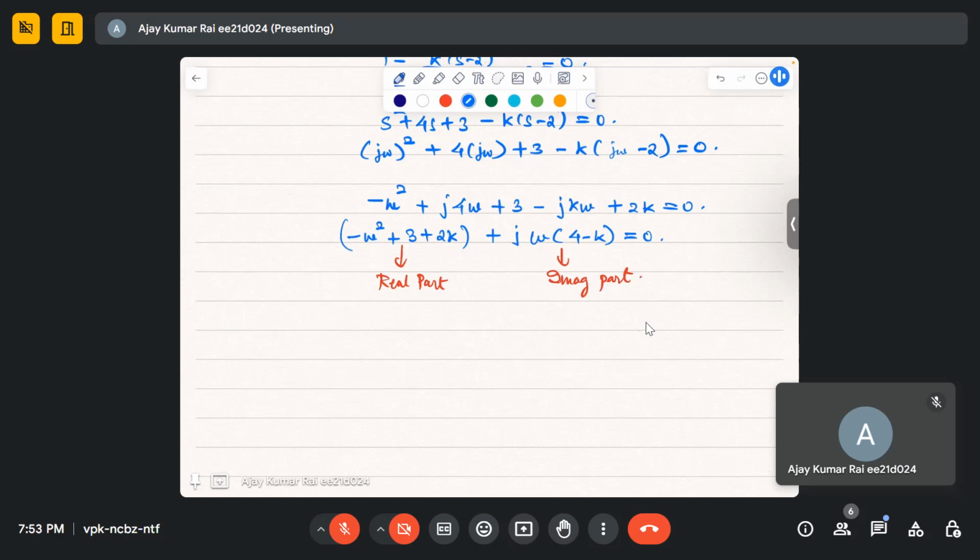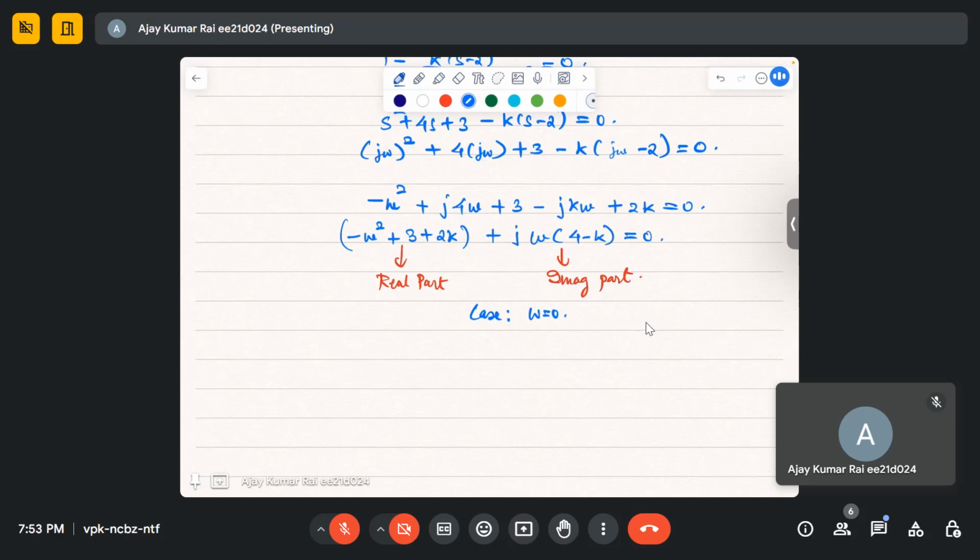If you see the imaginary part here, how can the imaginary part be 0? One case is omega can be 0, and the other case is K can be 4, right? So let's check case 1 where omega is equal to 0. The imaginary part is obviously equal to 0.